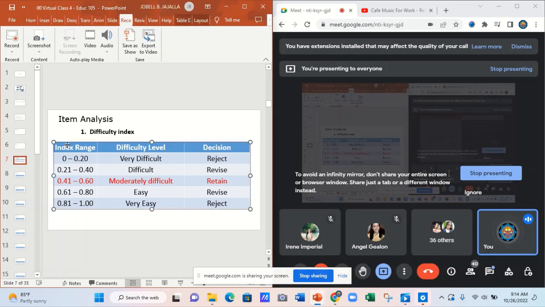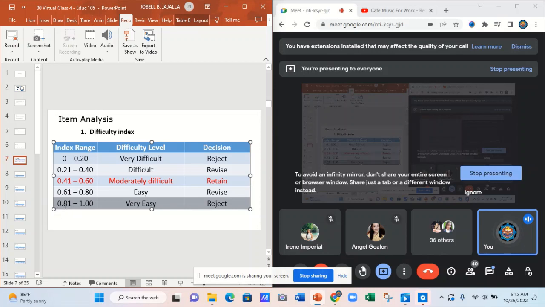Now, here is the interpretation table for the difficulty index. So please memorize this. I insist that you memorize this, class, because this will come out in your examinations and you will no longer be allowed to open your notes. So let us all memorize this. Now, in interpreting the difficulty index, it is reversed, class. When we say that the difficulty index of an item is high, that means the item is very easy.